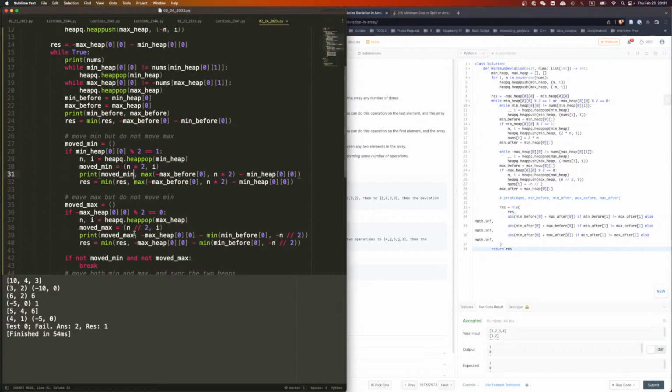Okay, moved max. Moved max is 5, right? Our pre-moved max is 5, and the difference is 1. Oh, that's not right, because the max heap is 5. And the min before should be 3.